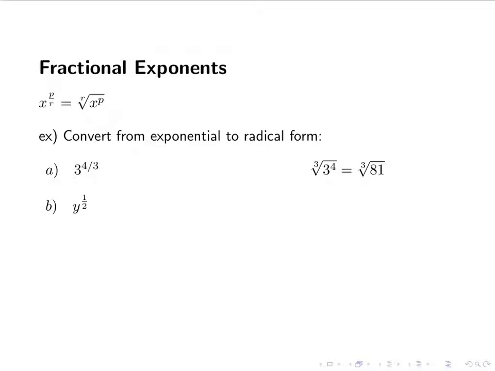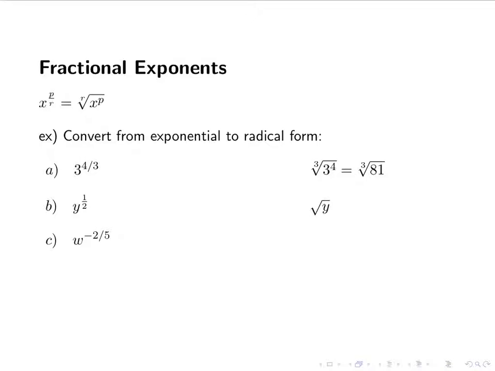Y to the 1/2. So remember the 1 is going to be the power. So we'd end up with y to the 1. However, we don't ever write that. It's just y. And the 2 in the denominator means we're going to square root it. And again, the square root, we don't actually write the 2. So y to the 1/2 is just the square root of y. But remember, this is the second root of y to the 1. But both of those numbers we don't write.